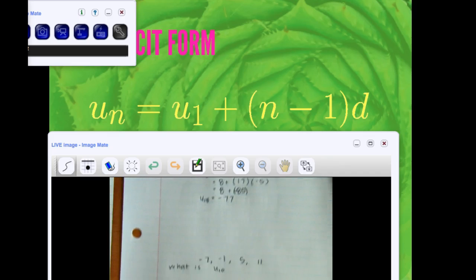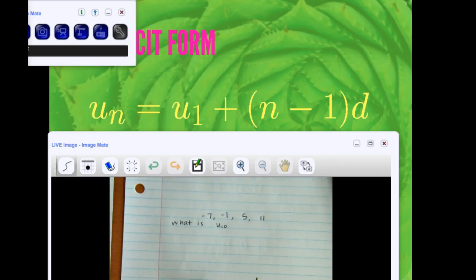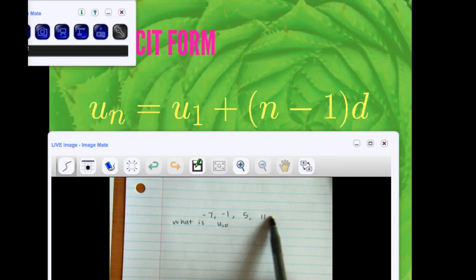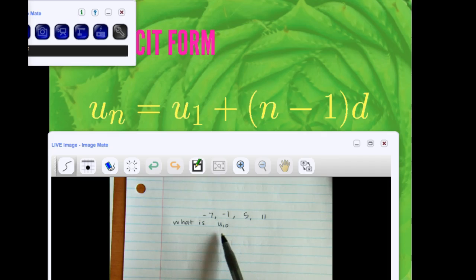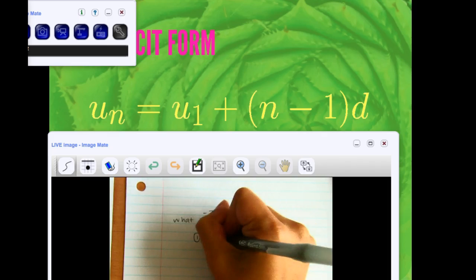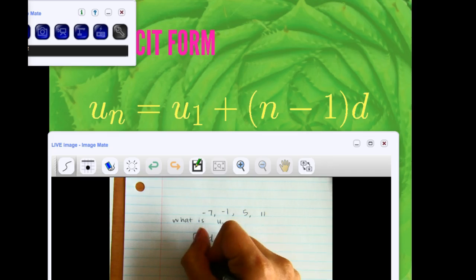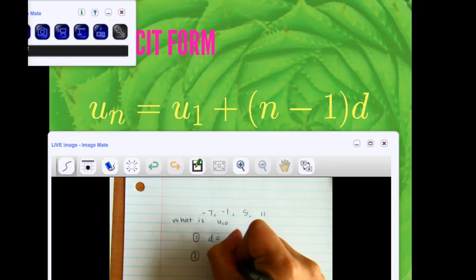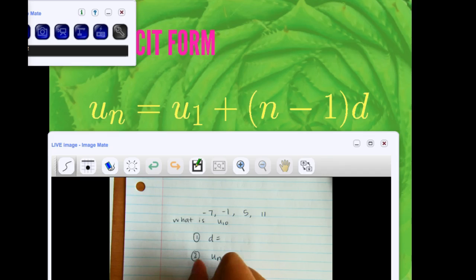So let's look at another example. If I've got this sequence, negative 7, negative 1, 5, 11, I want you to tell me what is u sub 10. So stop, and you're going to find the common difference, find the explicit form, and then lastly, tell me what is u sub 10.